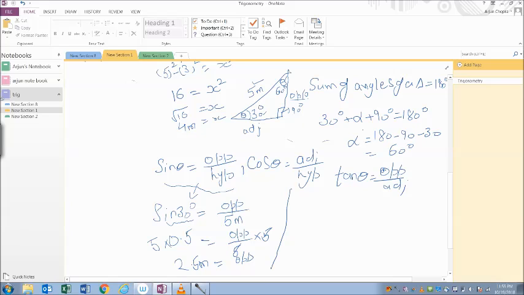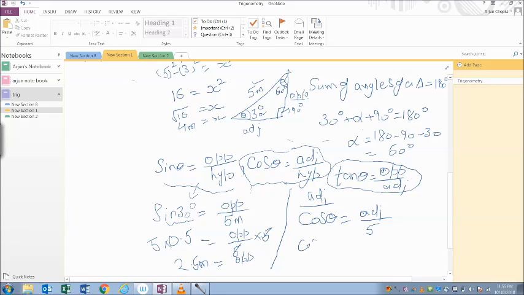Now I wanted to find the adjacent side. How can I find the adjacent side? For that, I can use any one of the formulas. I can use this cosine formula, or I can use the tangent formula. The result will be the same. Right now I'm going to use the cosine formula. So cosine theta equals adjacent, which is unknown, divided by 5. The hypotenuse side is 5.